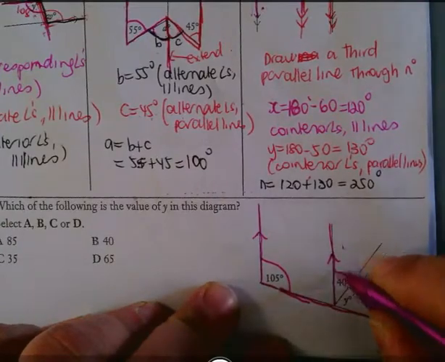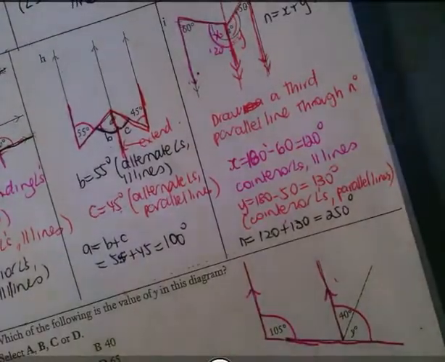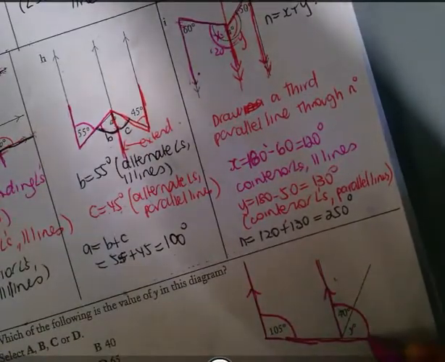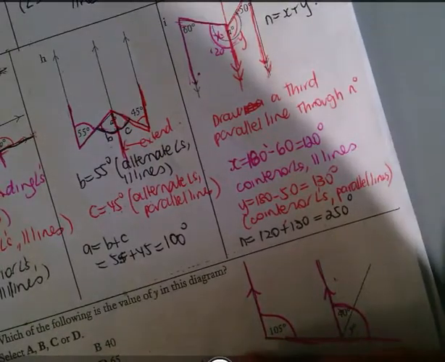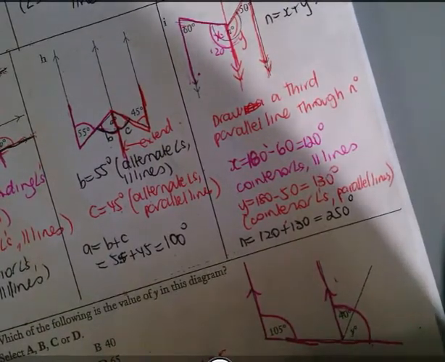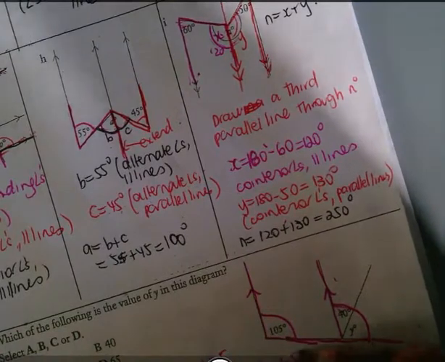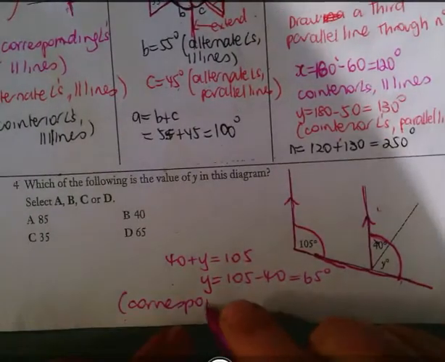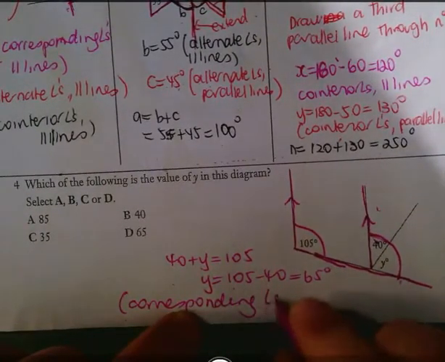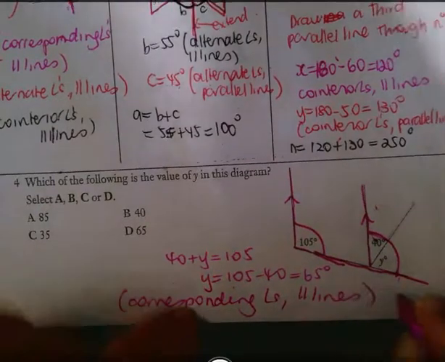So this and this makes an F angle, which are corresponding angles. They're in the same position. So what we can see is that this whole thing, the 40 plus the Y, is equal to 105. So Y is 105 minus 40, which is 65 degrees. And the reason for that is corresponding, sorry. So you've got corresponding angles on parallel lines as the reason.